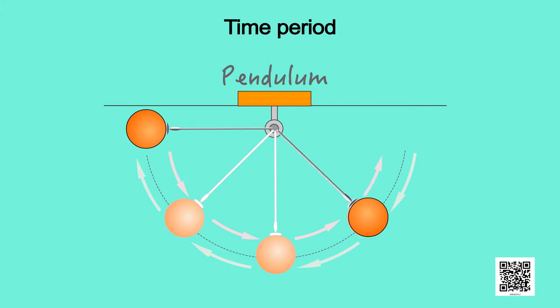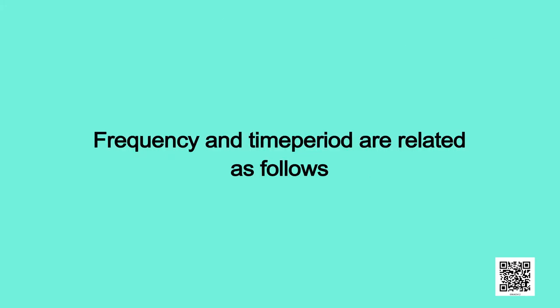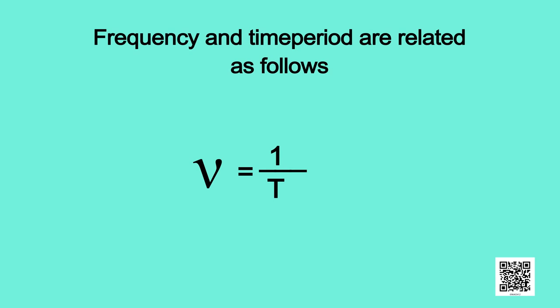Time period. The time taken by two consecutive compressions or rarefactions to cross a fixed point is called the time period of the wave. It is represented by the symbol T. Its SI unit is second. Frequency and time period are related as follows: nu is equal to 1 divided by T.